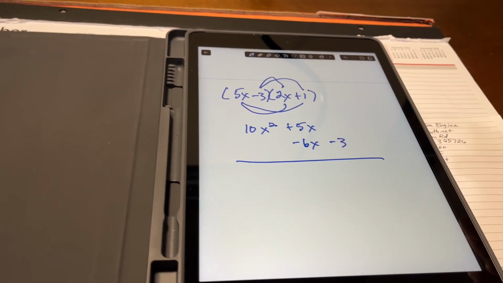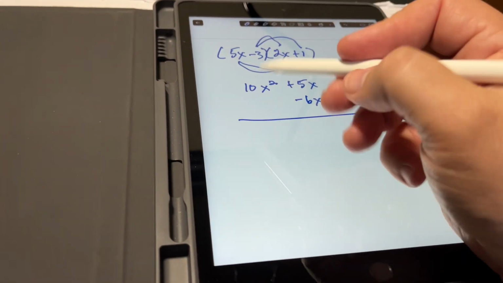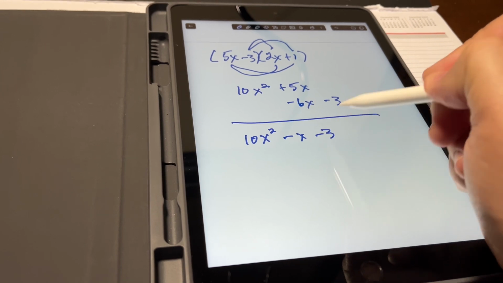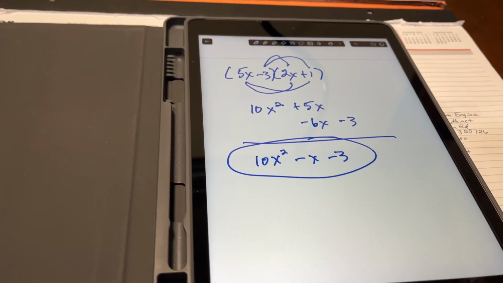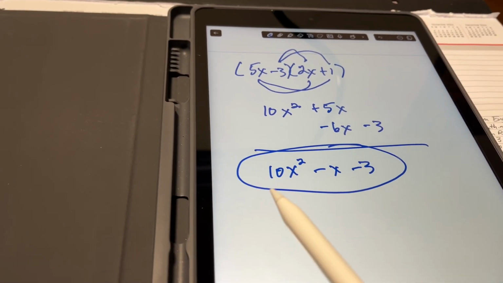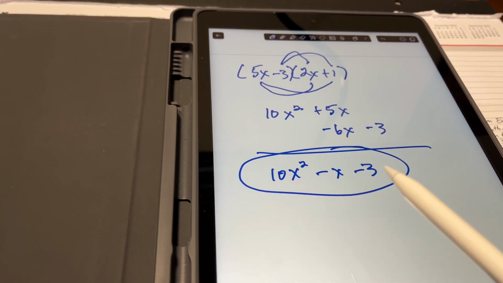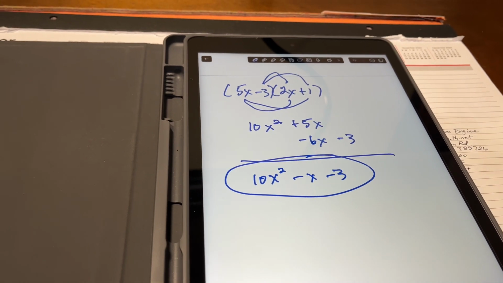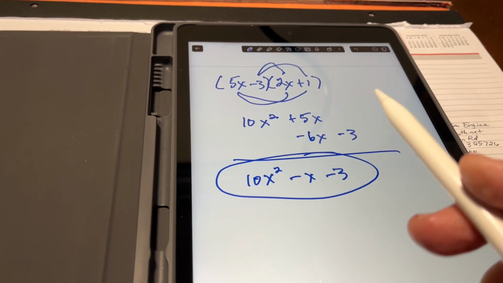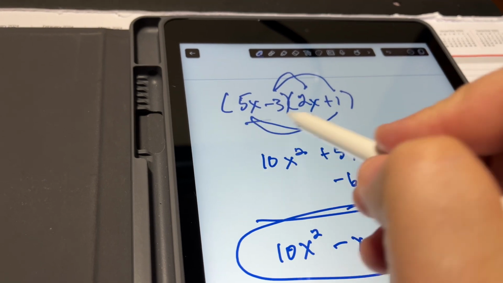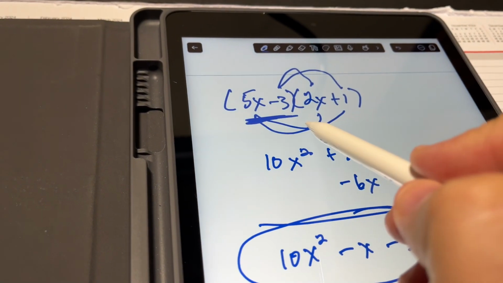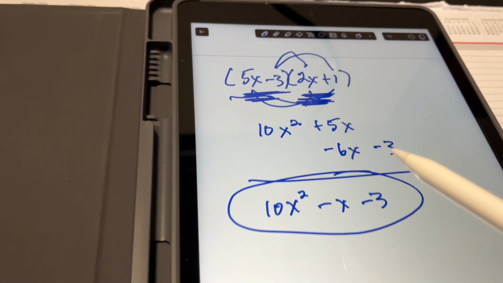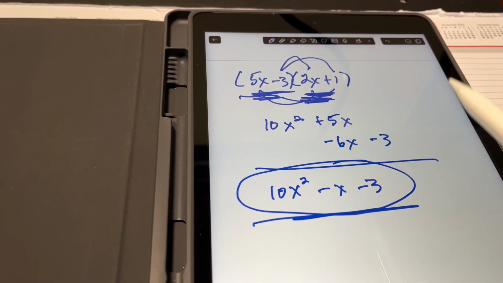All right, so draw a line here. I'm going to combine my like terms. So 10x squared minus x minus 3. So this is a polynomial. It's actually called a trinomial because I have 1, 2, 3 terms that are connected by subtraction signs there. So a trinomial is 3 terms connected by addition or subtraction. And this was a binomial, 2 terms, times another binomial. So binomial times binomial, combined my like terms, ended up getting a trinomial.